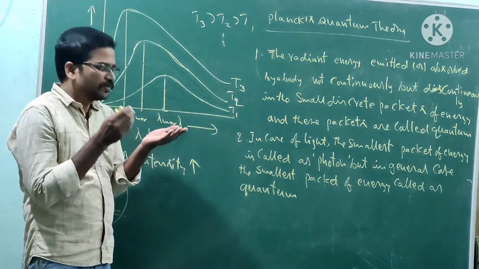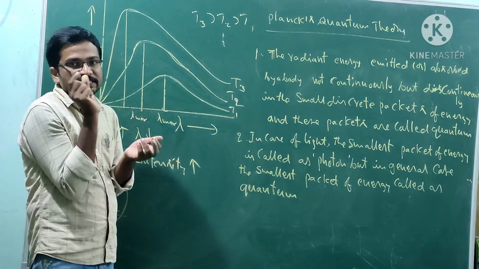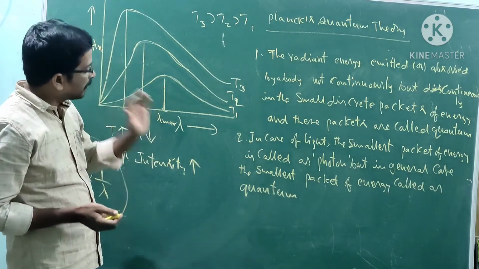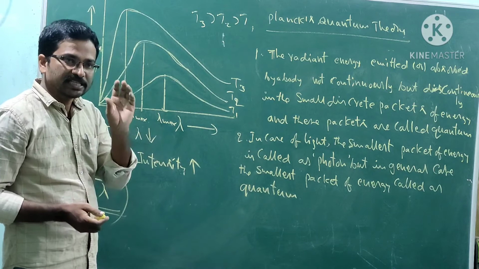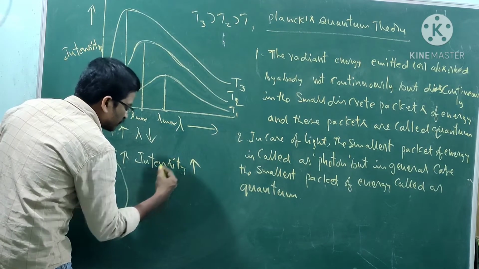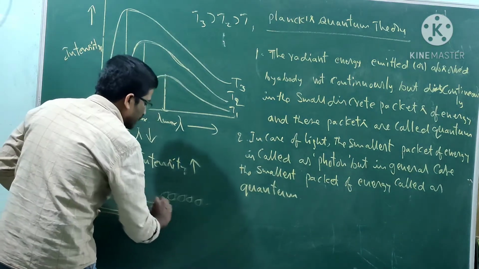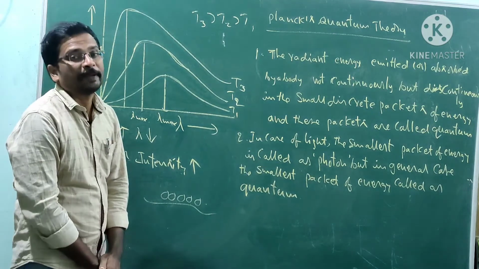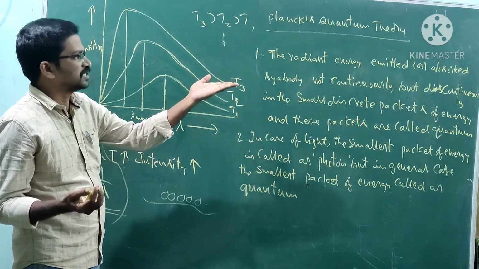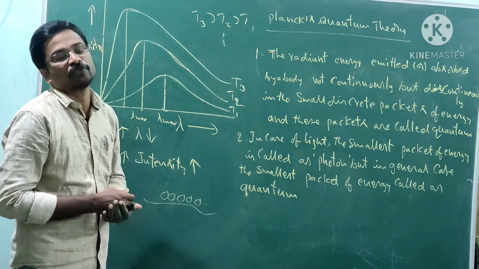If you heat the black body, then it emits the radiation in discrete packets of energy, not a continuous wave. It seems to be a wave, but it is packets of energy. Radiant energy emitted or absorbed by a body is not continuous but discontinuous, in small discrete packets of energy. These packets are called quantum.